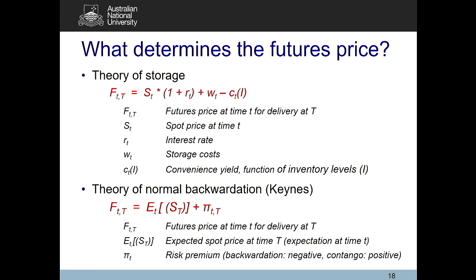What we focus on is Keynes's theory of normal backwardation. Like the theory of storage, this comes from the 30s, but it's still in use today. And the reason it's so valuable to understand commodities is it brings in the influence of supply and demand. What Keynes says is that the commodity's futures price is a function of the spot price that we expect the commodity to be at the time the future matures, plus what we call this risk premium that's negative in a backwardation market and positive in a contango market.